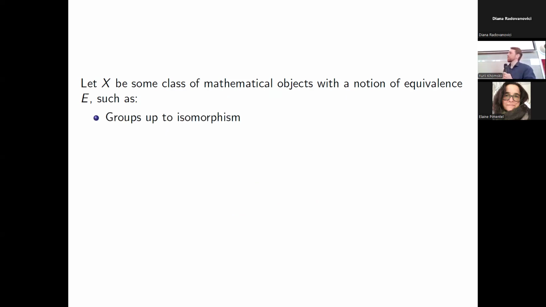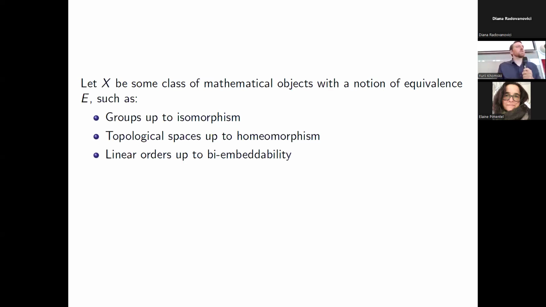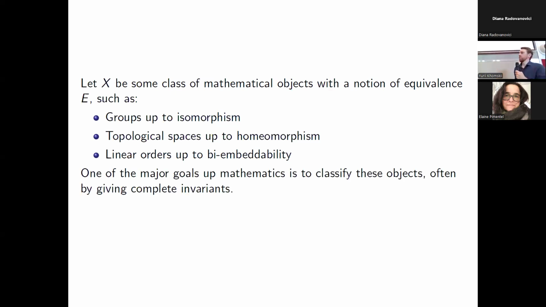You can think of groups, and you're trying to classify them up to isomorphism. You can think of topological spaces, and you're trying to classify them up to homeomorphism. Linear orders, you might try to classify. Of course, you could do it up to isomorphism, but you could also say, I want to do it up to biembeddability. And one of the major goals, basically throughout mathematics, is to classify objects.